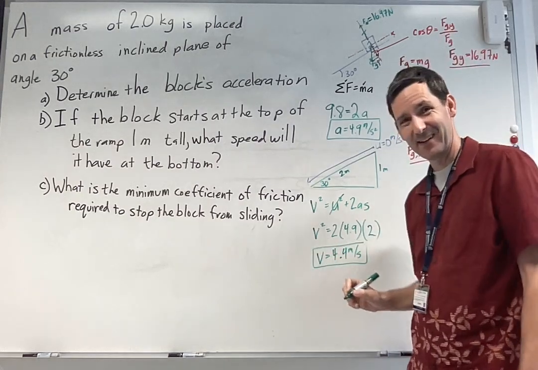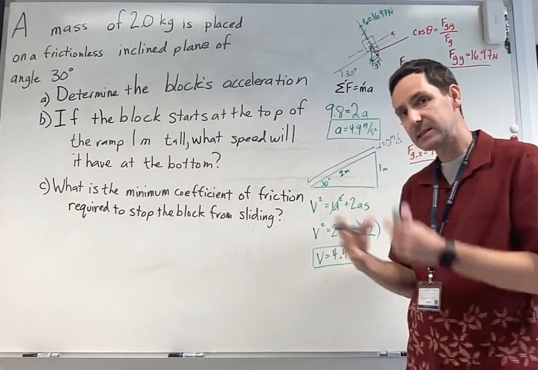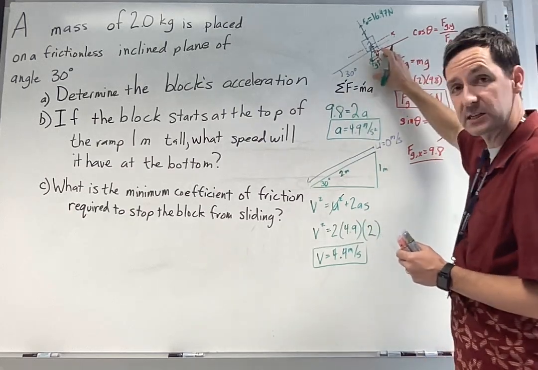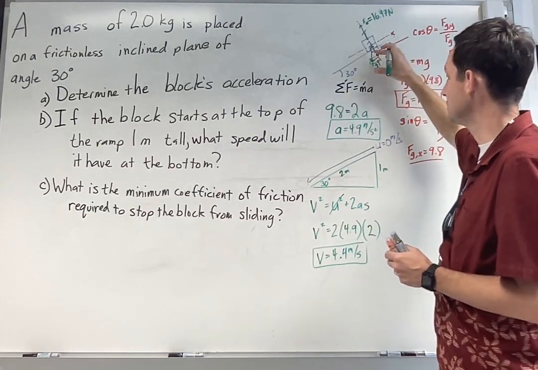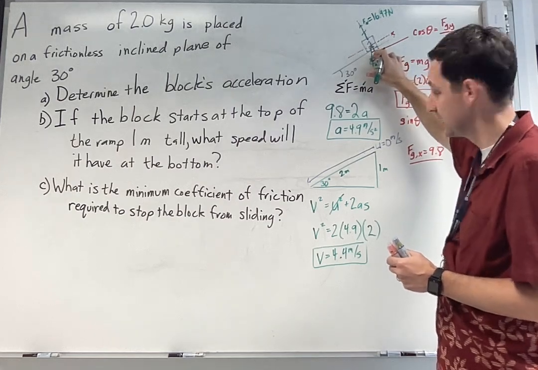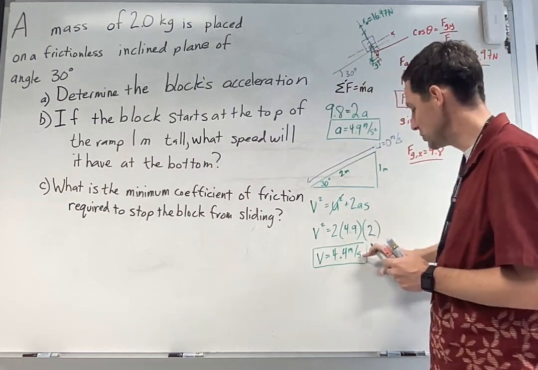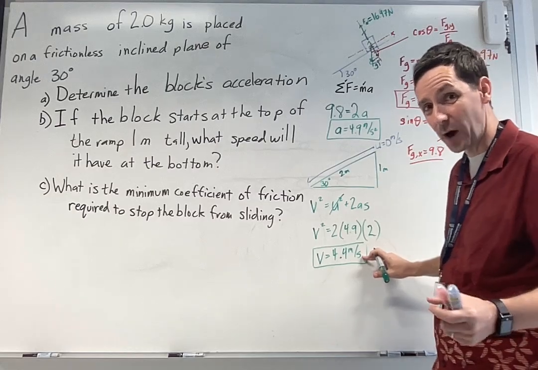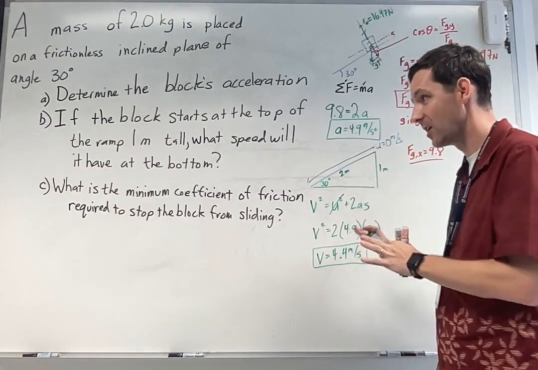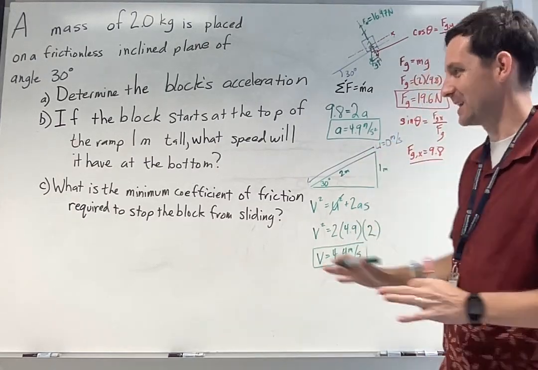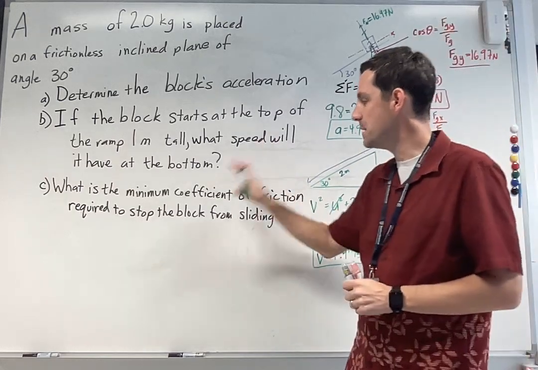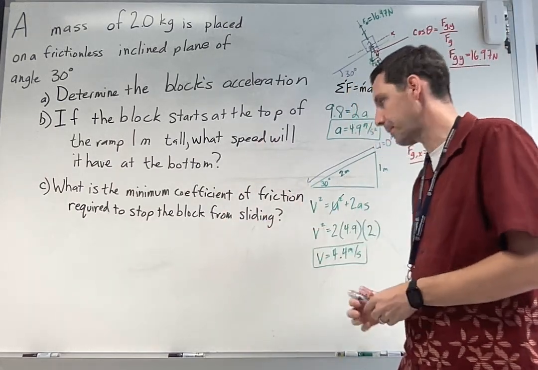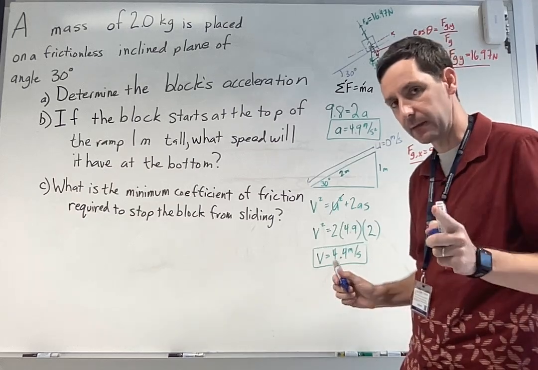All right, there we go. So this is a nice question. It caused us to use our idea of forces. It caused us to use the idea of vectors and components. It caused us to use the idea of kinematics with our suvat, right? Lots of stuff going on here. The final question is this. What is the minimum coefficient of friction required to stop the block from sliding?